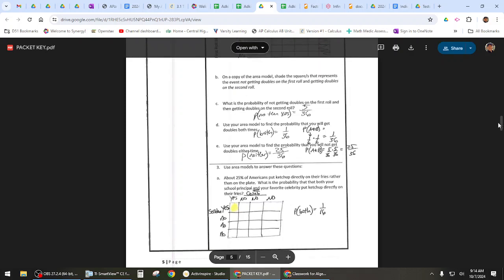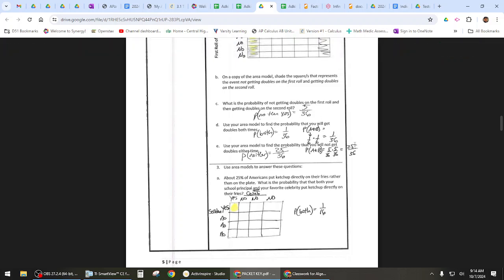C, D, and E in order go 5/36, 1/36, and 25/36. Now I left all mine in fractions, so hopefully you have some work to support your decimal that you can check with mine. If not, say, hey, can you hold on while I convert? And then have fast fingers to do that. Alright, everybody's good on those?